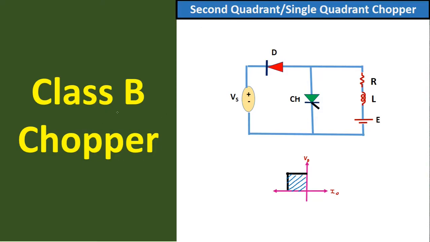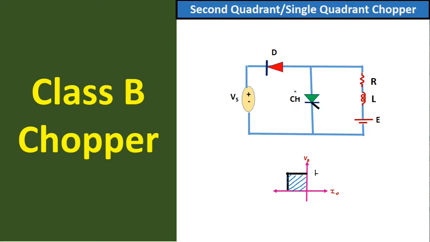This Class B chopper is also called as single quadrant chopper. As we have studied in the Class A chopper, it is also a single quadrant chopper, but it operates in the first quadrant, whereas Class B chopper operates in the second quadrant. So from this graph you can see, in this Class B chopper the average load voltage is positive, but the average load current is negative.